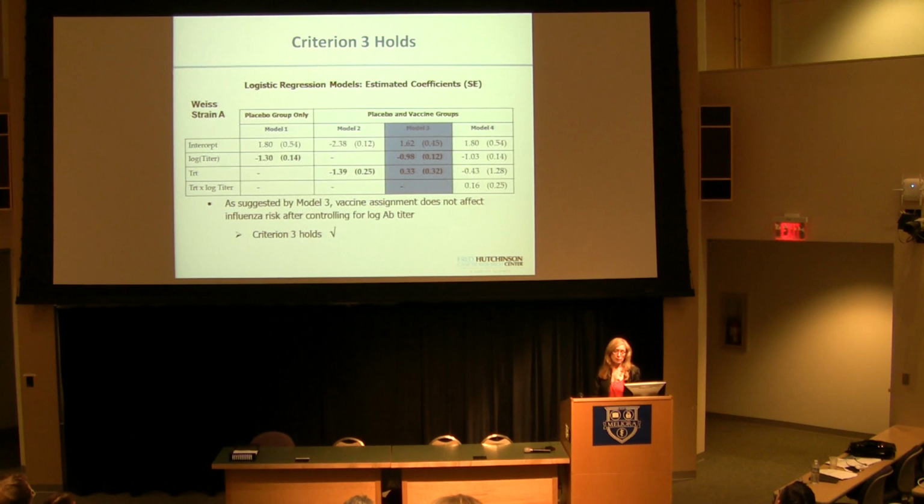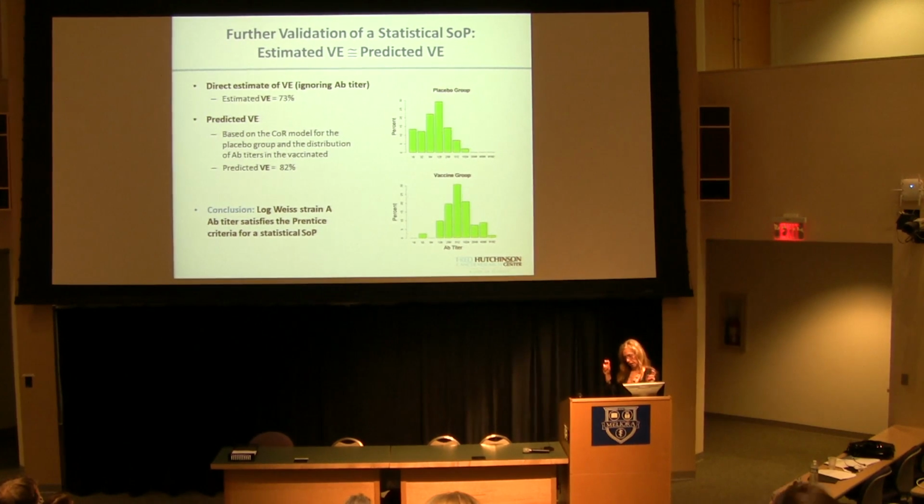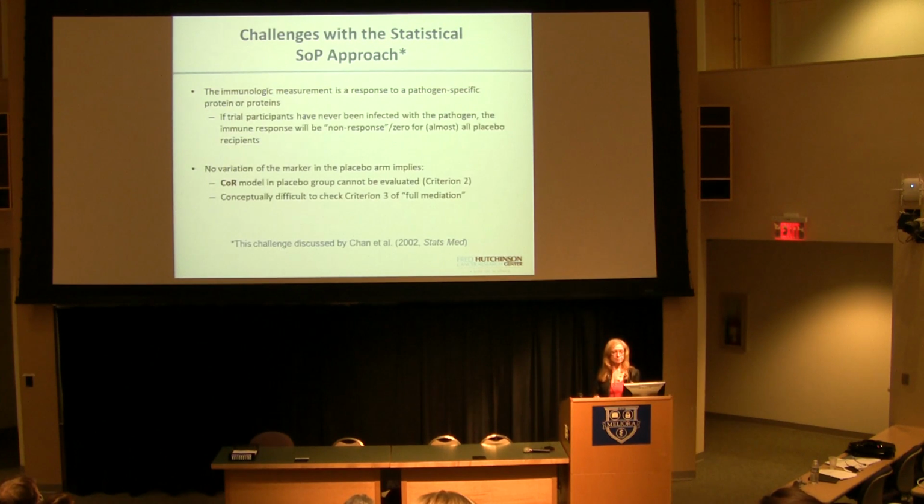I'm not going to go through the PR8. It doesn't hold in that case, but time doesn't allow me to go through that. But the other thing you can do is a further validation of the statistical SOP: you can compare the estimated vaccine efficacy versus the predicted, where you do the predicted based on the correlative risk model for the placebo group and the distribution of the antibody titers in the vaccinated. It's just a little transformation. And you get 73% in one and 82% in the other, and that's okay. It really doesn't work for the PR8. It's a nice example, but we don't have time for that. Okay, so that's all very nice.